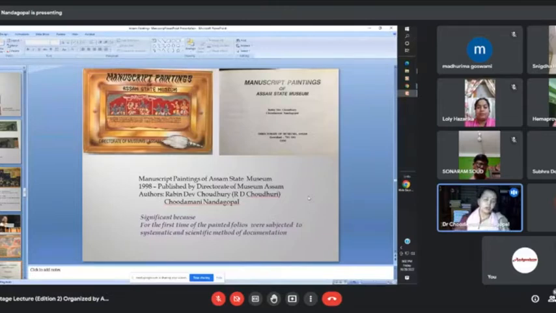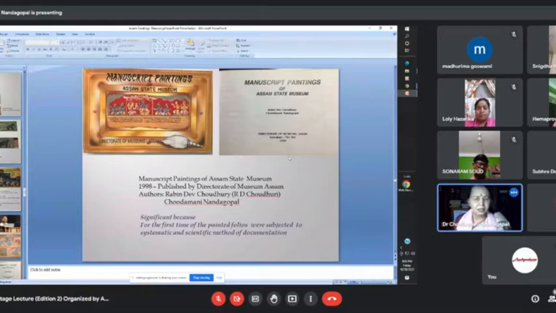Each folio by folio we studied, and I'll show you those things. So this book, I don't know whether it is available now in the museum. I just try to bring the attention of the museum heads.